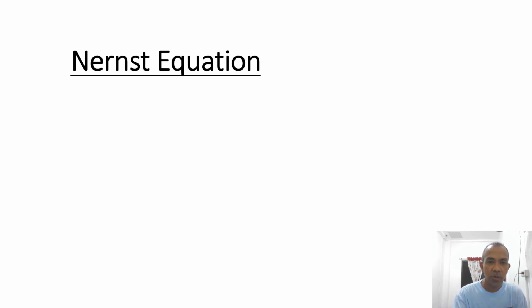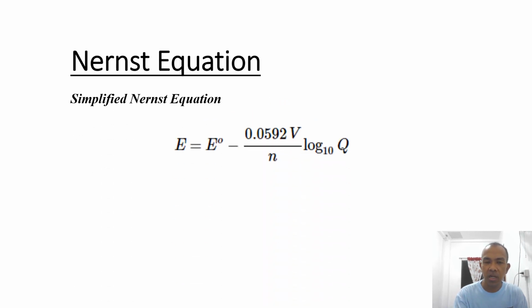So this equation has a simplified form for easier computation. Here, we just combined the value of R, the Faraday constant, and the temperature of 298 Kelvin or 25 degrees Celsius. That's why we got this 0.592 volts. And instead of the natural logarithm, we use the base-10 logarithm of the reaction quotient Q.